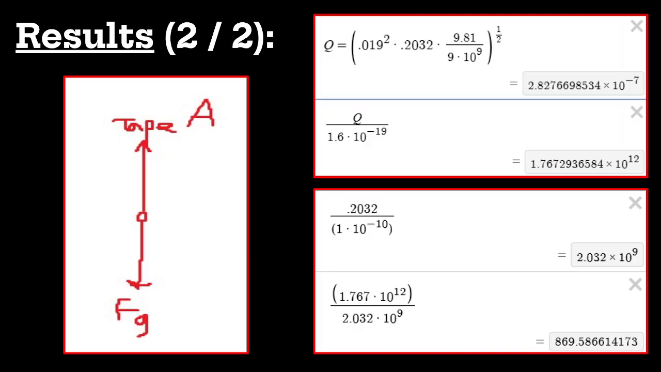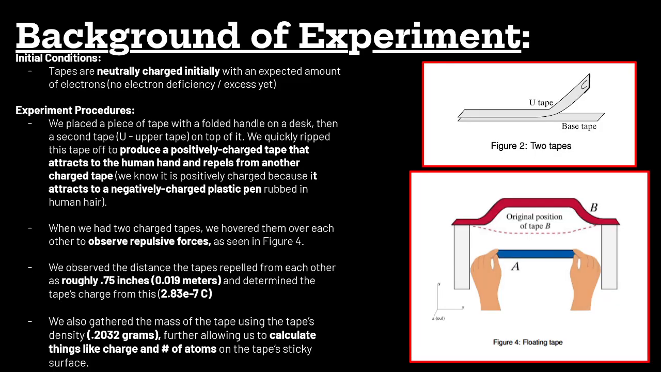That is a force graph that I showed for the top tape to show how the tape's repulsion force pushes it up and force of gravity pulls it down. Those are equations on the right. That's just the electric charge of the tapes. That's the number of deficient electrons. That is the number of atoms on the sticky side of a tape, and that's just the ratio of deficient electrons to the number of atoms in the tape.